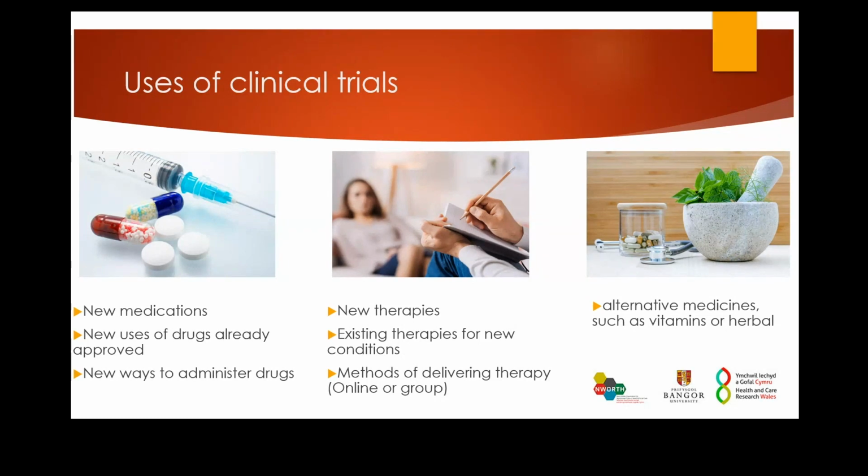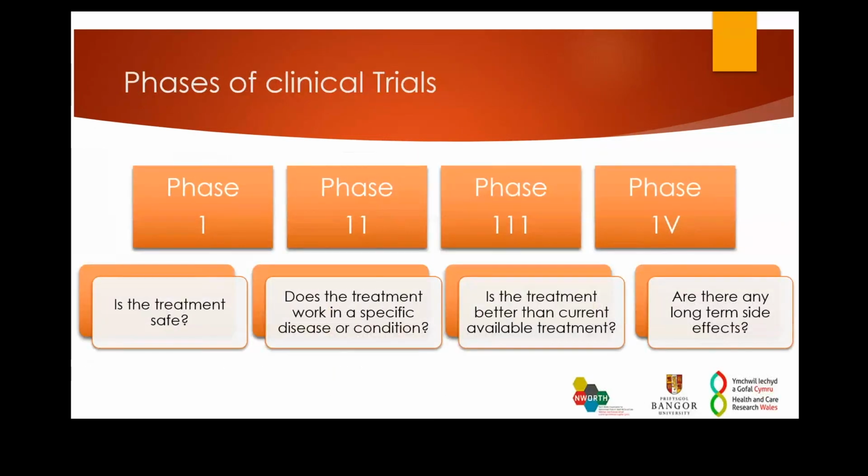Clinical trials can also be used to evaluate alternative medicines, such as vitamins or herbal remedies, to assess their effectiveness on conditions. So there are several phases of clinical trials. The common phases are phases 1, 2, 3, and 4. So I'll quickly summarise what these phases mean.